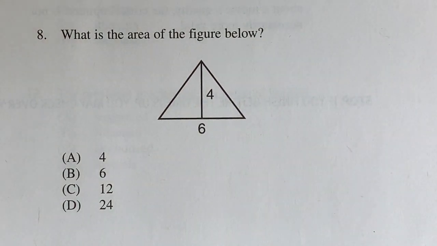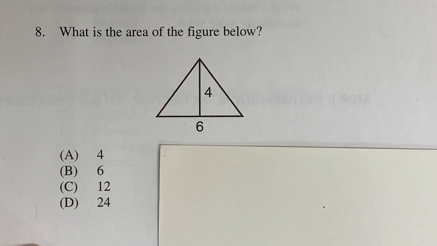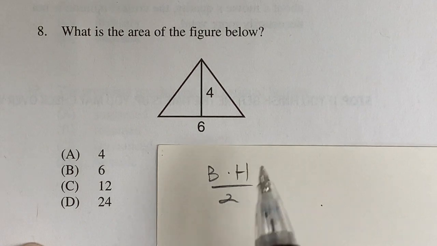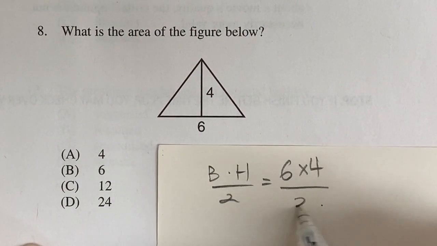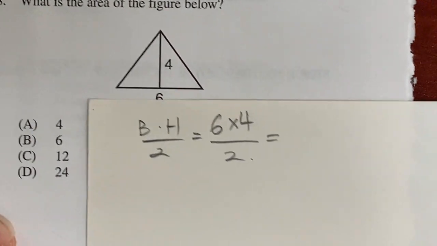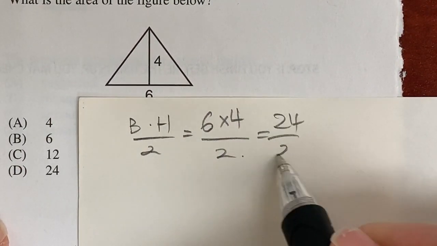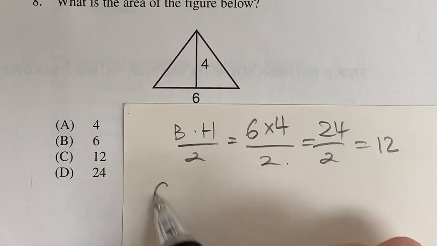Question number 8. Asks for the area of this figure, which is a triangle. So you guys know that to find the area of a triangle is base times height over 2. So the base here is 6 times the height 4 divided by 2. Here you can just simply guess: 6 times 4 is 24 divided by 2 is 12. So the answer will be C.